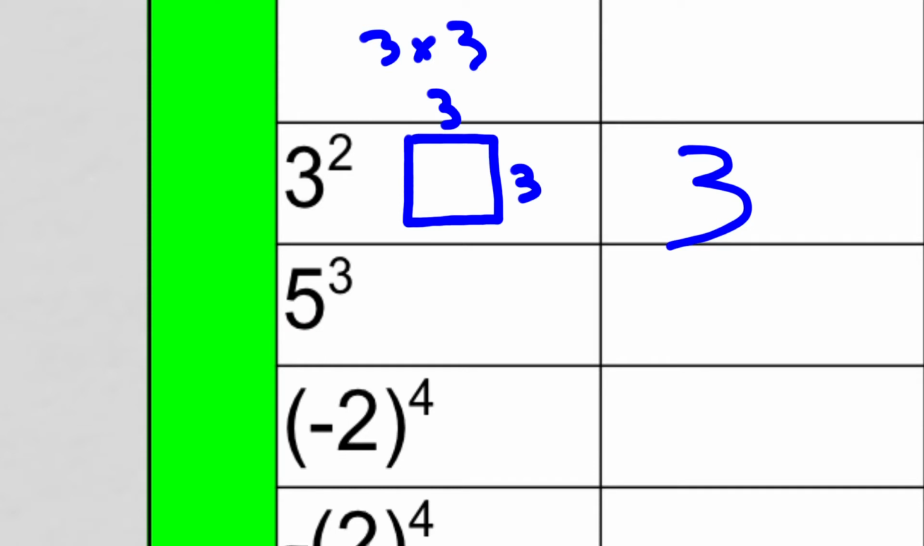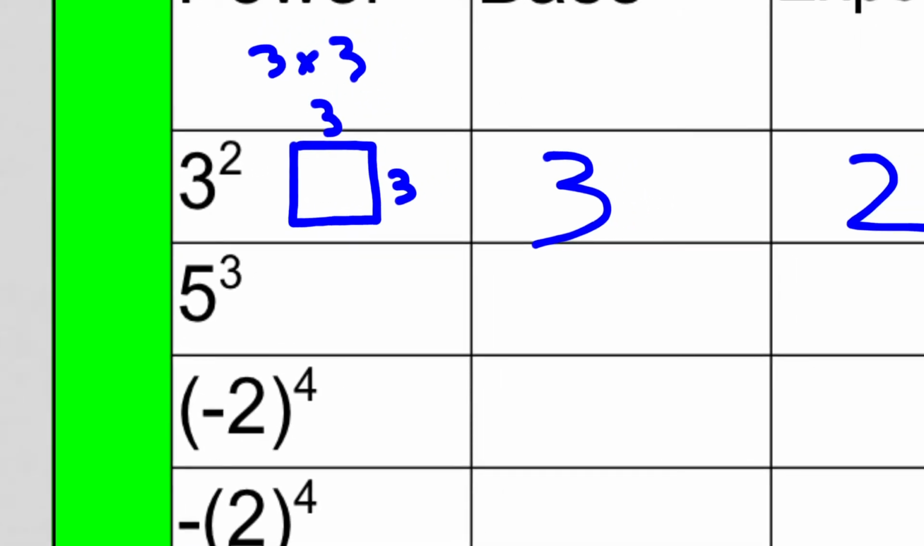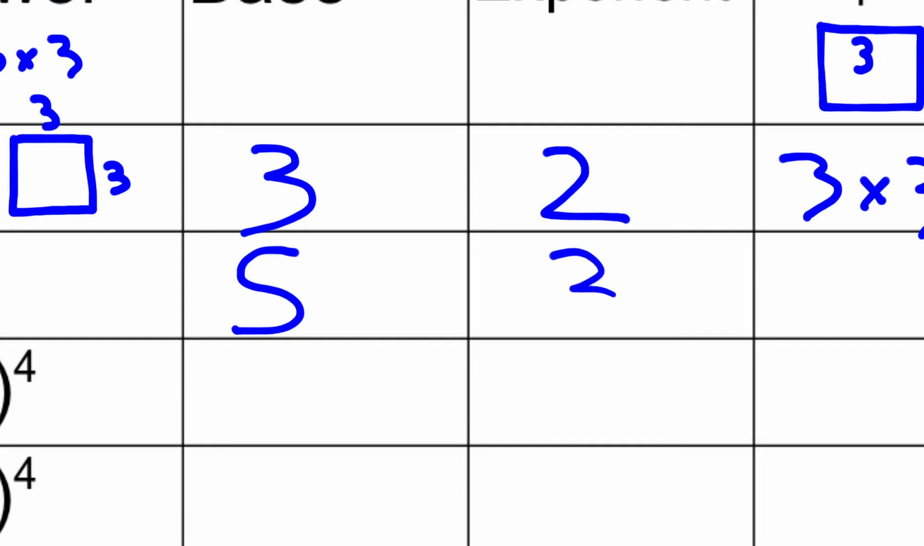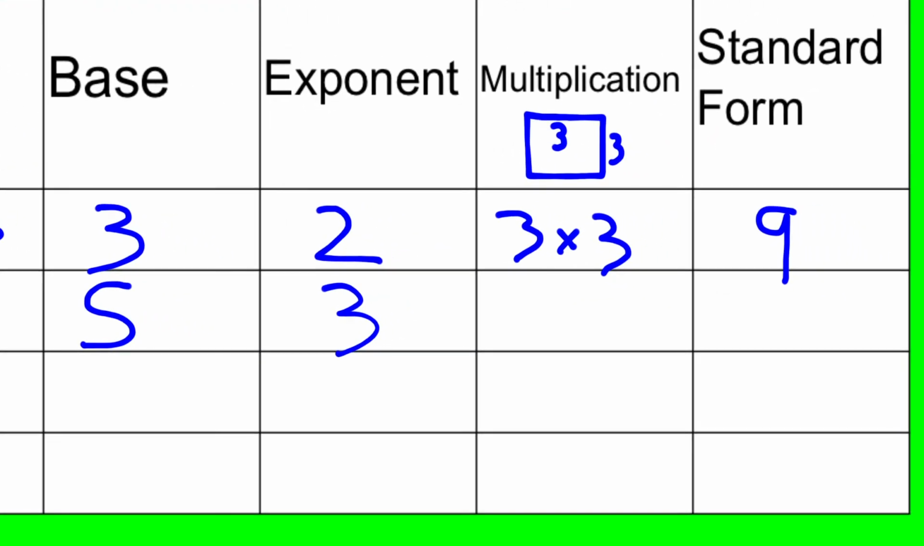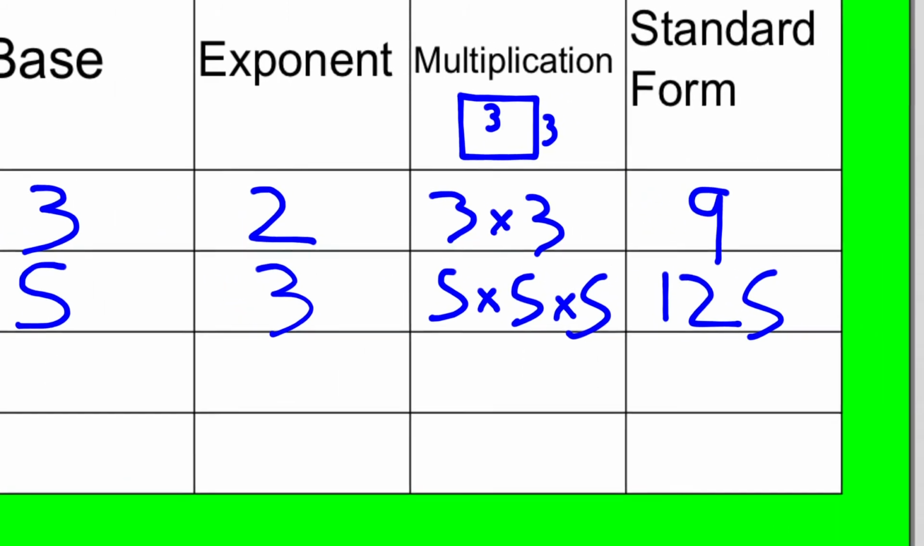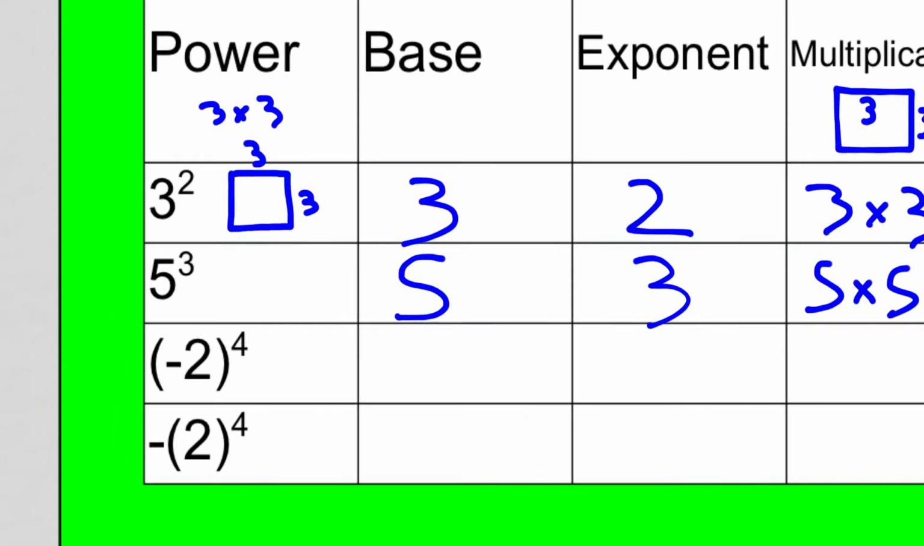So 5 to the power of 3 has a base of 5. The exponent is the little 3. And as a multiplication question, we would say that's 5 times 5 times 5. 5 multiplied 3 times. And that would work out to 125. Now we can say this as 5 to the power of 3 or 5 cubed.